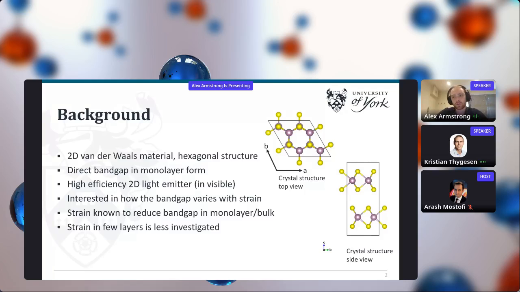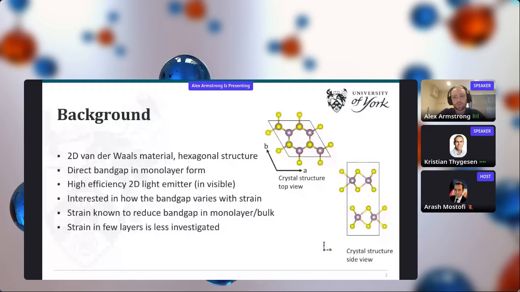Although you can still measure photoluminescence when it's in the bulk form, it's just a lot less intensity. One of the interesting things about 2D materials is that they're quite tunable. One thing you can use to tune the bandgap of this material is to apply strain. That's quite useful for applications when you're looking to control the wavelength of light you're emitting.